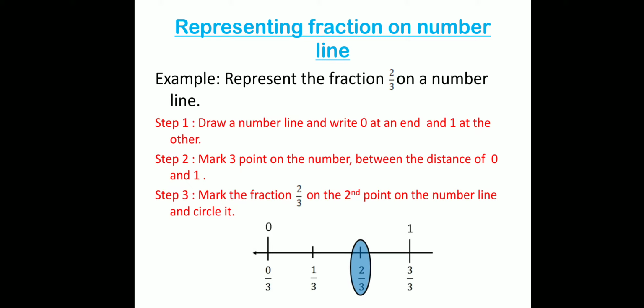So the first part will be 1 by 3. So the first point they have mentioned 1 by 3. And the second point will be 2 by 3. Okay, and below 1 they have written 3 by 3. See, it is not necessary to write 3 by 3 because we all know that 3 by 3 means 1.